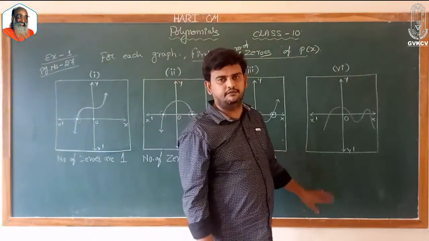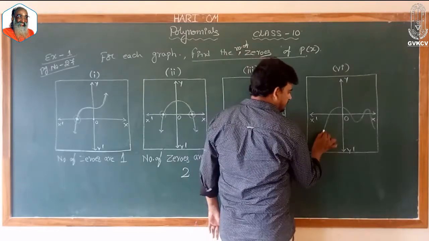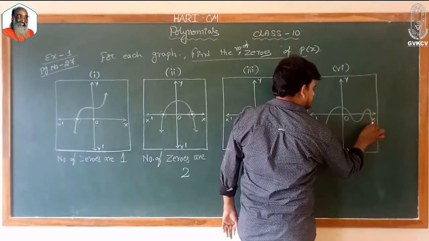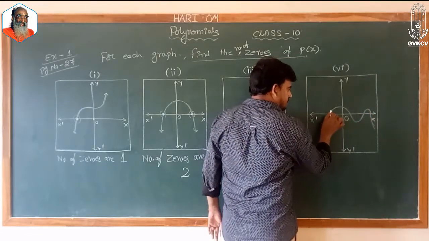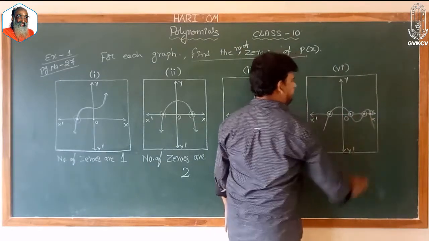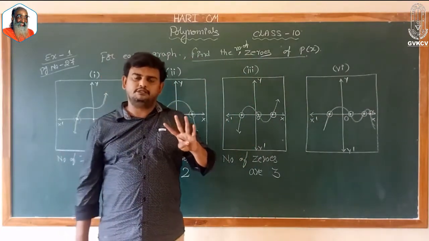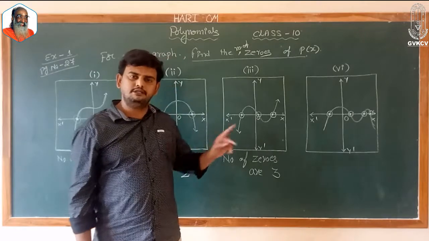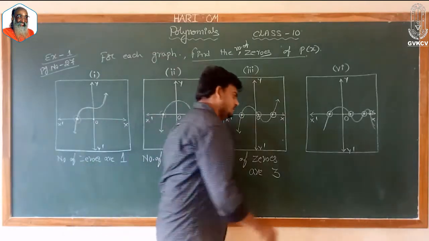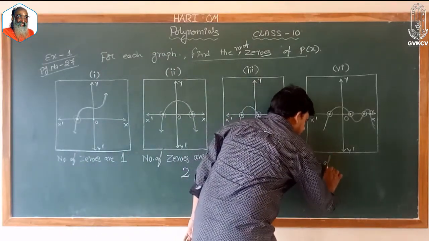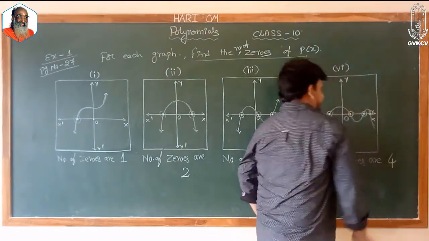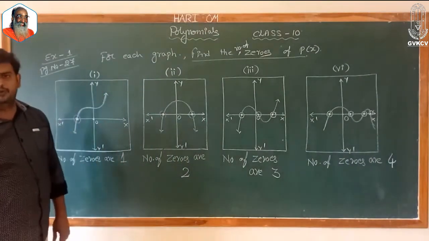And the last one, the 6th graph. Here also, when we observe, the graph touches the x-axis. At how many places? 1, 2, 3, 4. At 4 different points, the graph of the polynomial cuts the x-axis. So how many zeros do we have here? The number of zeros is 4.